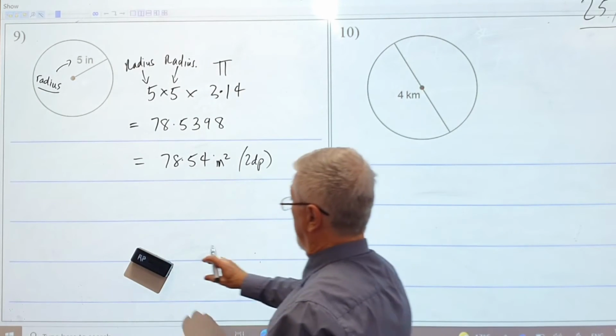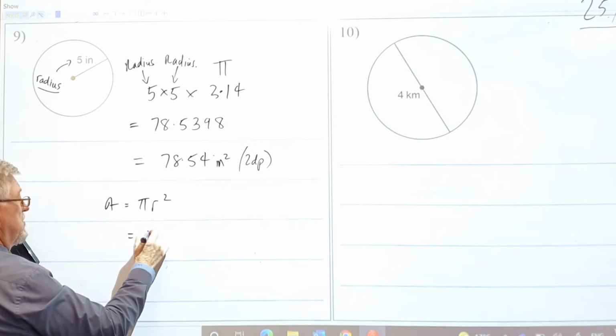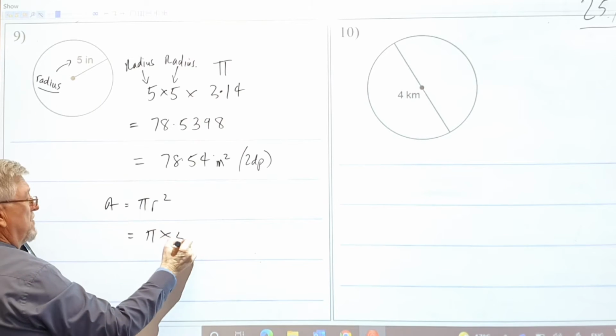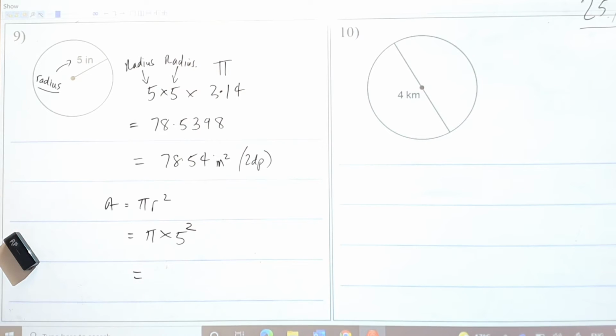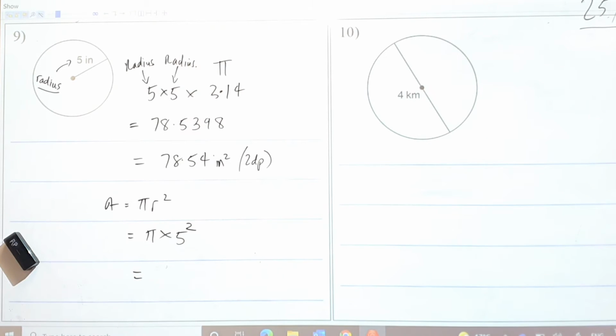Now, formula. Formula, people. Area is pi r squared. They don't want to understand that. They just want to press the button and they say the radius is 5 and they square it. So you go pi times, you either go 5 times 5 or you could use the squared button.